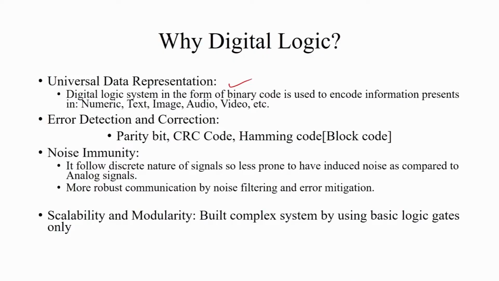Similarly, digital logic is used for error detection and correction codes. Suppose we want to send some data from one place to another, or from one computer system to another. When we send data in the form of a binary code, there is less chance of error, and if there is an error it can be easily detected and corrected up to certain bits. Generally parity bits, cyclic redundancy codes, and Hamming codes, which are also known as block codes, are used for error detection and correction.